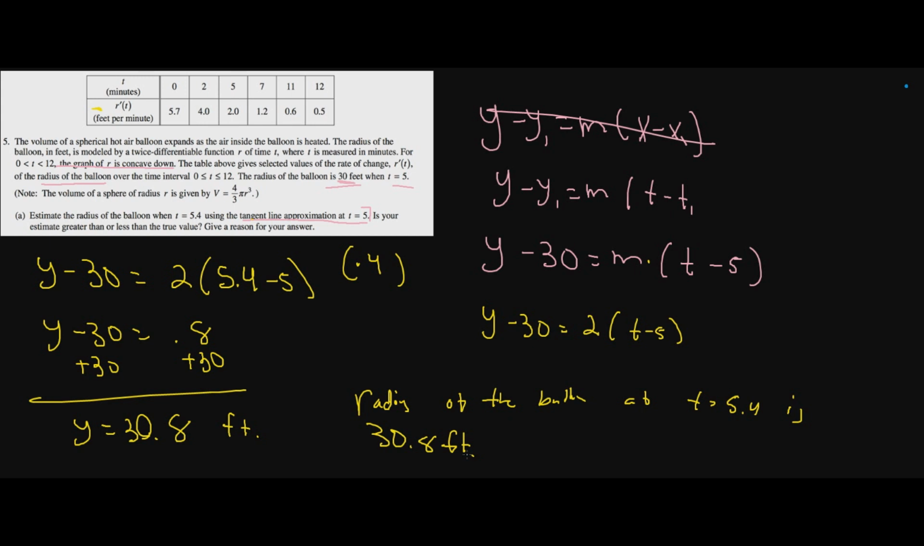or let me backtrack. Is your estimate greater than or less than the true value? Well, keep in mind, this is why the problem told us that the original graph from 0 to 12 is concave down. This is a really bad concave down graph, but right, we are concave down. So our tangent line approximation at 5, theoretically, would be something like this, and it's 5.4, right, which would be above that. So that kind of lets us know that the tangent line approximation should be greater.